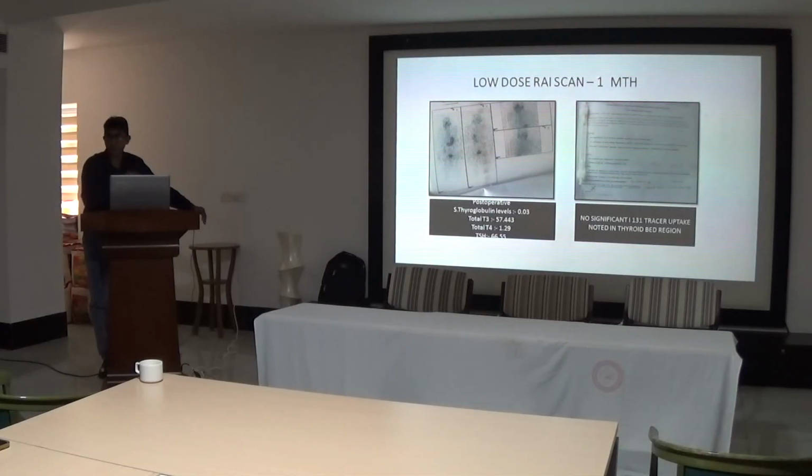The thyroglobulin level should be less than 1. If the levels are less than 1.1, then the patient does not require any other investigations. You just put the patient on thyroid replacement therapy, so she will be on Eltroxin lifelong. And you measure the thyroglobulin levels every 3 months.